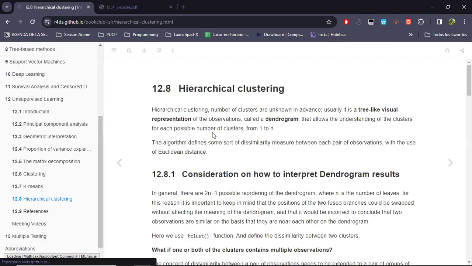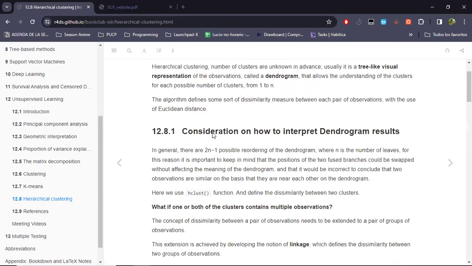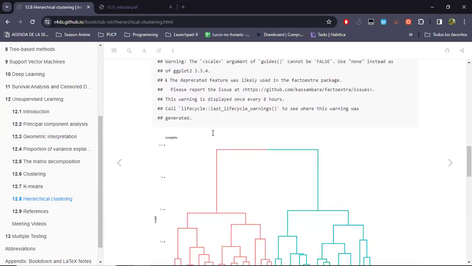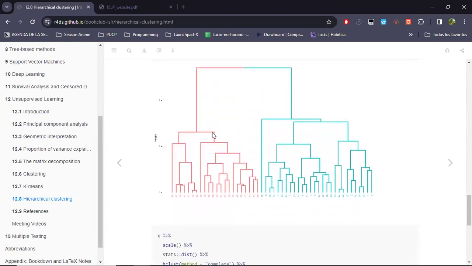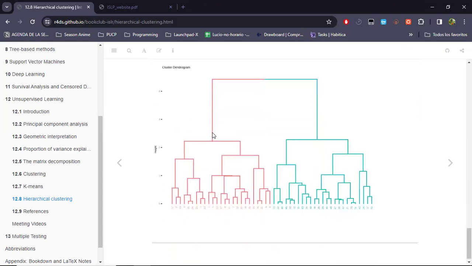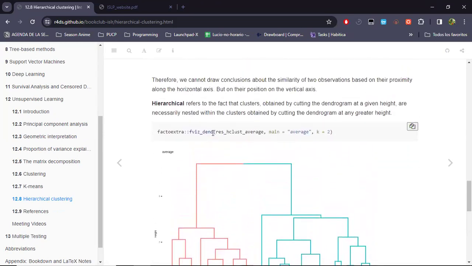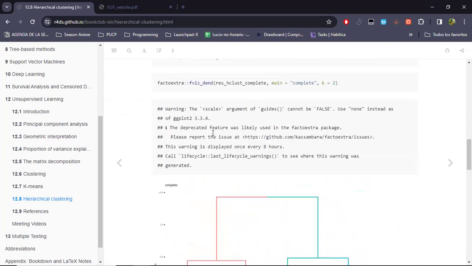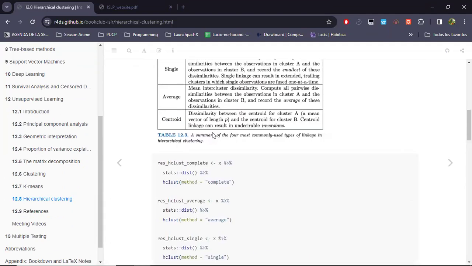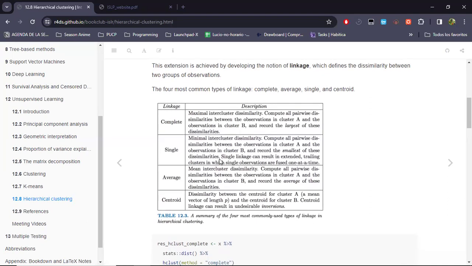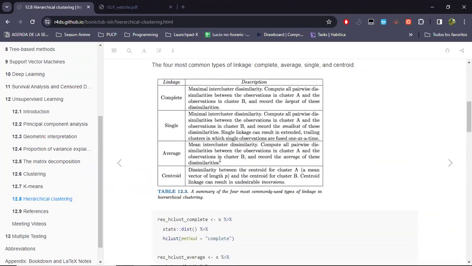Well, the last part I didn't read about was hierarchical clustering. So if anyone wants to comment on that, or if that would be it for the meeting, what do you guys think? Yeah, I didn't get to read it either. Okay. Well, Ricardo, any comments?